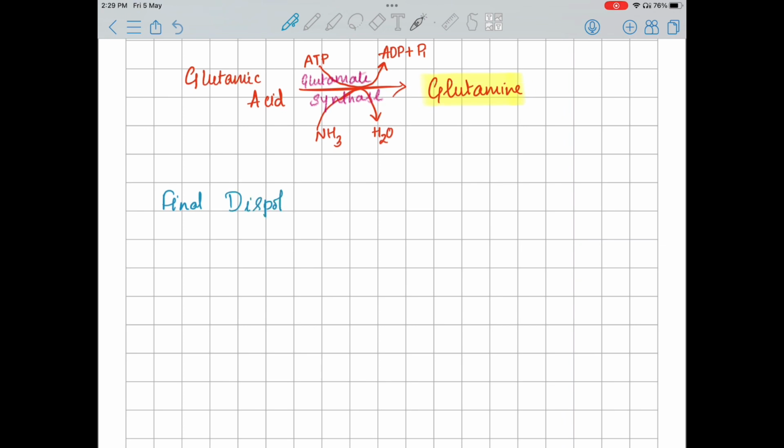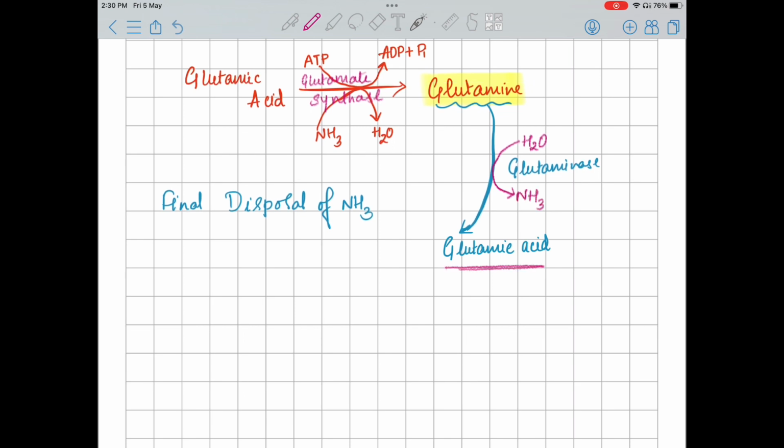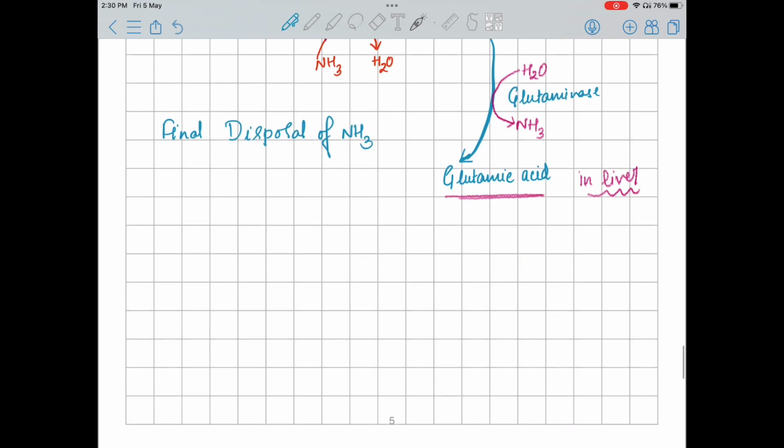Now what happens? Final disposal. That's the same thing that I told you just now. Glutamine will enter the liver and break down to form glutamic acid. This process occurs by release of ammonia and addition of water, the reverse of the initial reaction, where ammonia was added and water was released. Here ammonia is released and water is added. The enzyme is glutaminase, which breaks down glutamine. And the glutamic acid that is formed again undergoes the same reactions as above in the liver, that is trans-deamination or oxidative deamination, to give ammonia, which enters the urea cycle.